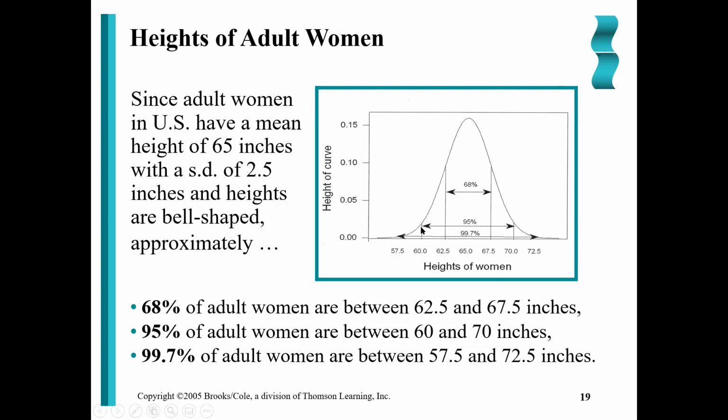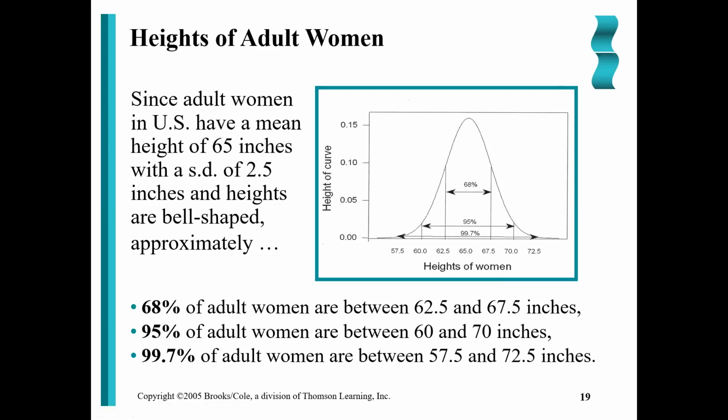What's left, if we just look at this area between 60 and 70? We have the area to the right here, which is bigger than 70, and we have the area to the left, which is smaller than 60. These two tails are the same area because this is a symmetric curve. That means these two areas are the same.